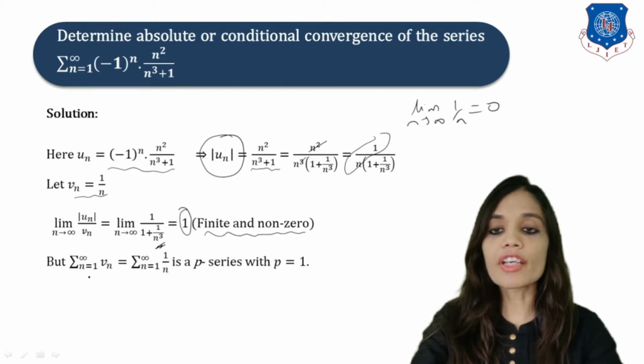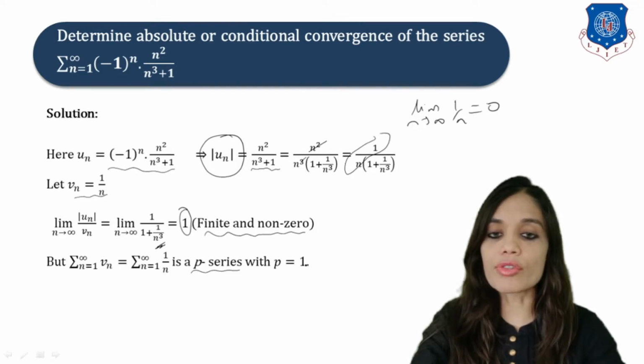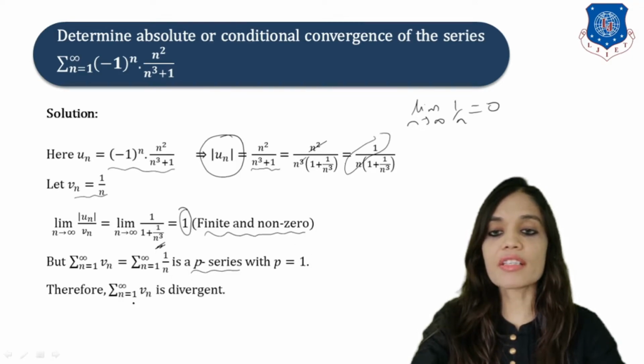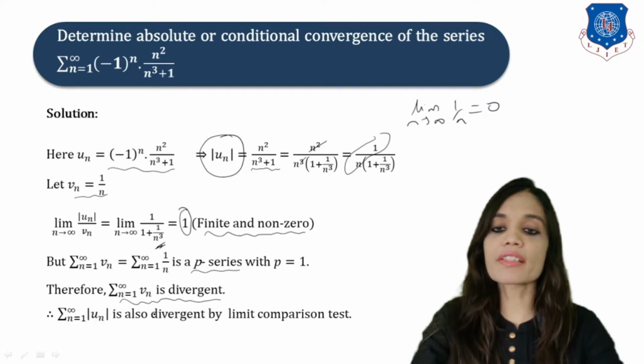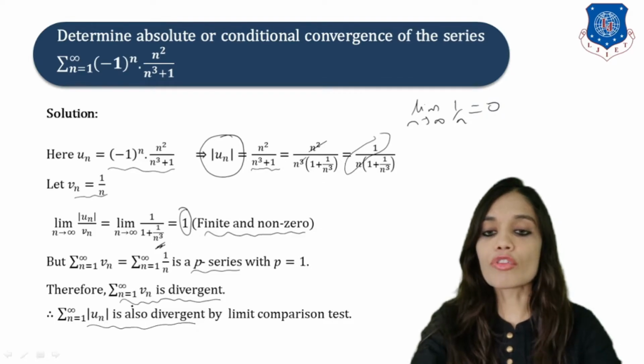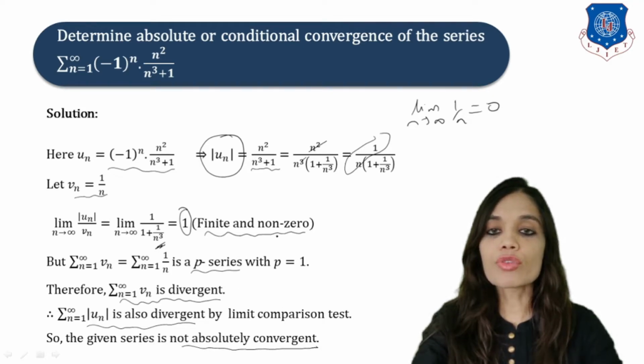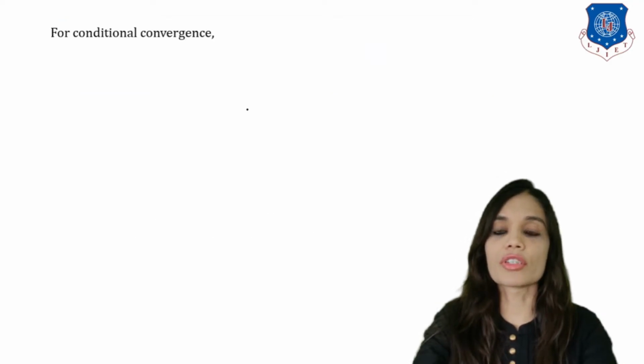Okay. So now again we will go to our vn, which will be equal to summation n equals 1 to infinity 1 upon n. So this is a p-series with p equal to 1. So by the p-series test we can say that our vn is divergent. Okay. So now by the limit comparison test, our series Σ |un| is also divergent. So from this we can say that the given series is not absolutely convergent. So we have to check about conditional convergence, right?